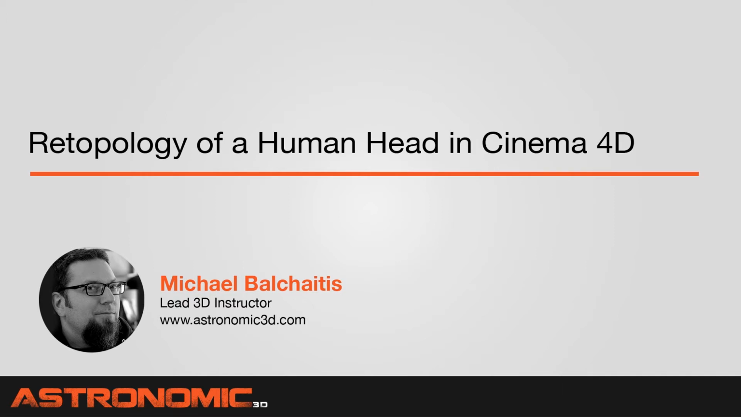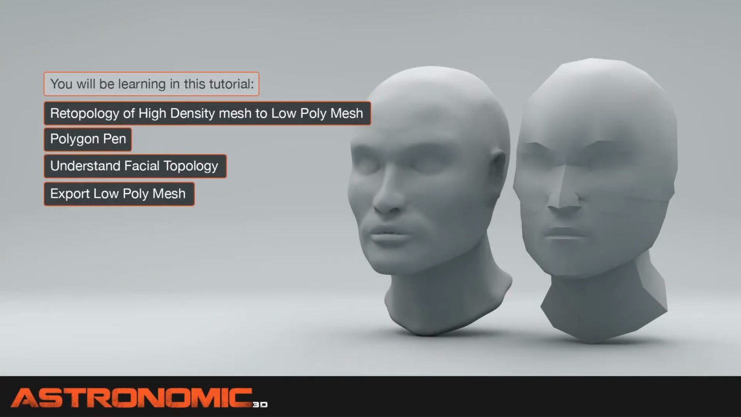In this Cinema 4D tutorial, I'm going to show you retopology of a human head. What you're going to be learning is the retopology of a high density mesh to a low polygon mesh. You also learn the polygon pen tool, understanding facial topology, and then being able to export the low poly mesh out of Cinema 4D.